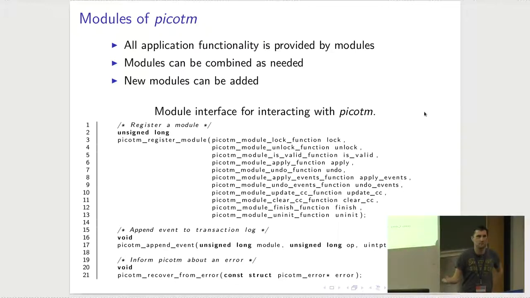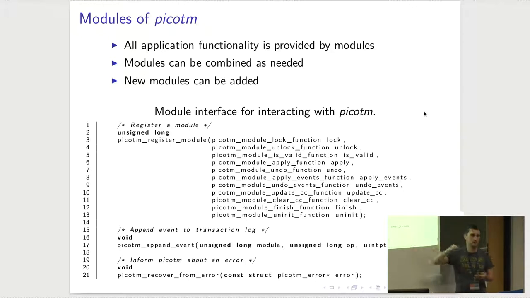a different problem, or maybe a new library that you want to run a transaction, you can write a module for that and basically register the module with the framework and then interact with the framework, and the framework interacts with the module, and that's how you can extend and apply this to your use case. And there are really just three functions here. Register module, as the name says, registers a module with the framework, and all these function pointers here are called when the framework wants the module to do something.